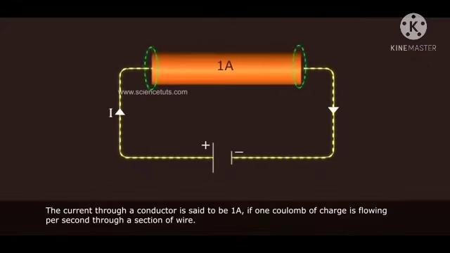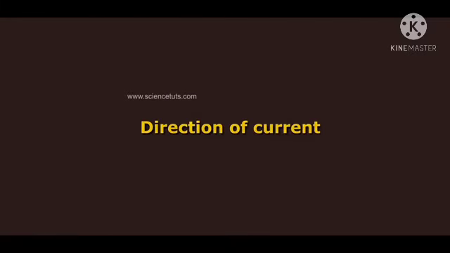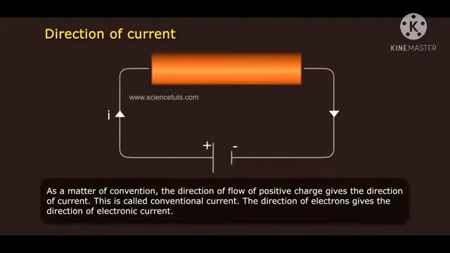Here we are taking the coulomb, that is the charged particles. The current through a conductor is said to be 1 ampere if 1 coulomb of charge is flowing per second. That is the electric current definition. And as a matter of convention, the direction of flow of positive charge gives the direction of current. This is called conventional current. The direction of electrons gives the direction of electric current.